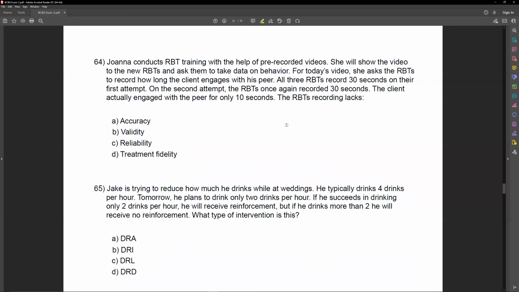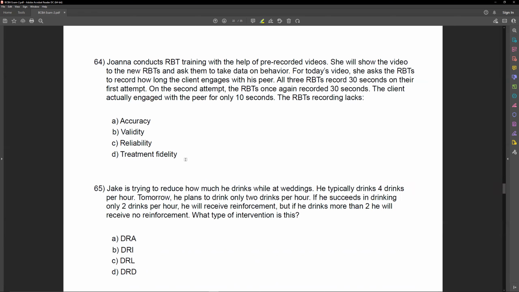They're practicing taking data on client engagement, okay? All 3 record 30 seconds on the first attempt. They're tracking the engagement because again, they once again record 30 seconds, okay? But the actual engagement was only 10 seconds. So every RBT, okay, incorrectly tracked the data. So are we lacking accuracy, validity, reliability, or treatment fidelity?